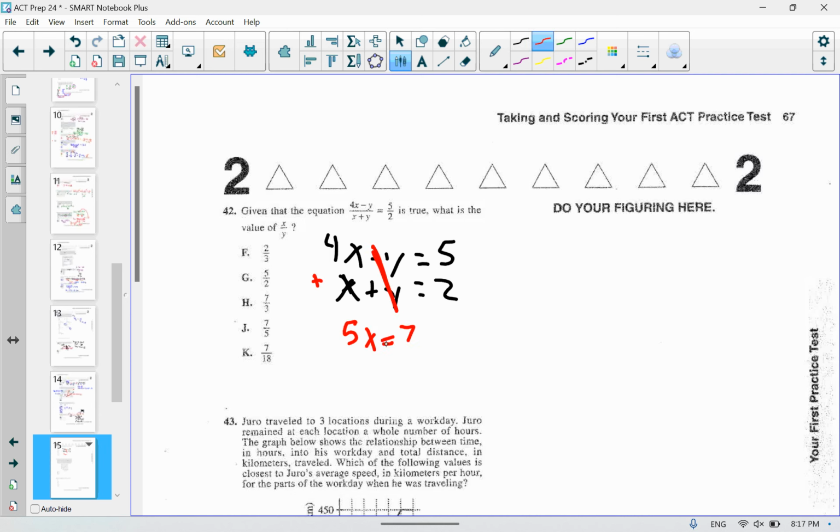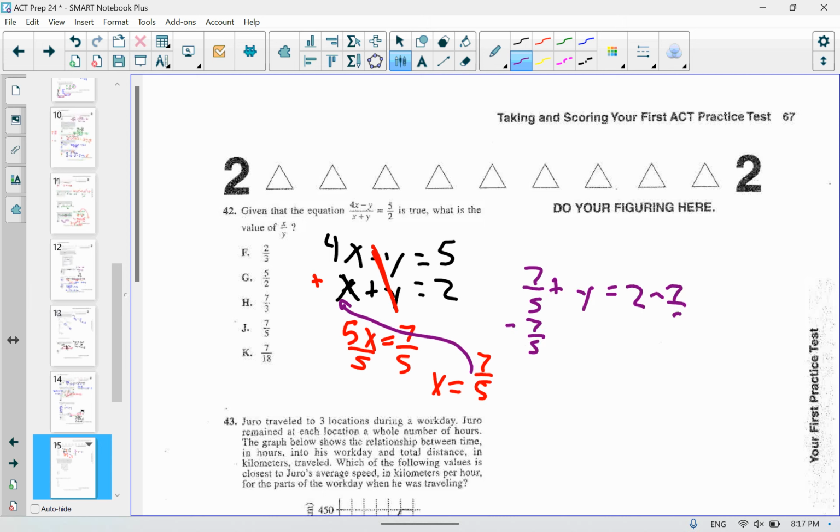I get 5x equals 7. Divide by 5, divide by 5. X has to be 7/5. So when I go back to solve for my y value, I know that 7/5, I can just plug this in for here. 7/5 plus y equals 2, minus 7/5 minus 7/5. If I type 2 minus 7/5 in my calculator, I end up with 3/5.